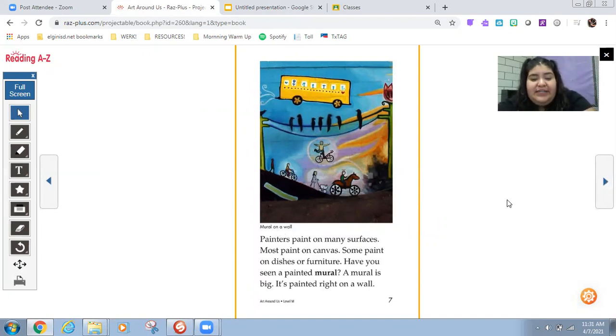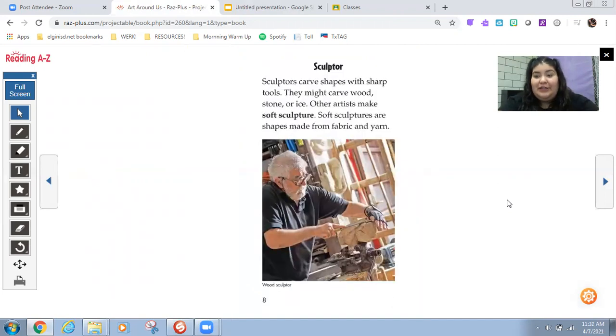Painters paint on many surfaces. Most paint on canvas. Some paint on dishes or furniture. Have you seen a painted mural before? A mural is big and it's painted right on a wall. We have one in Elgin, Texas. You see them all over Austin. These are people who pretty much paint on the walls, and of course they have permission to do this. So do not go painting on walls.